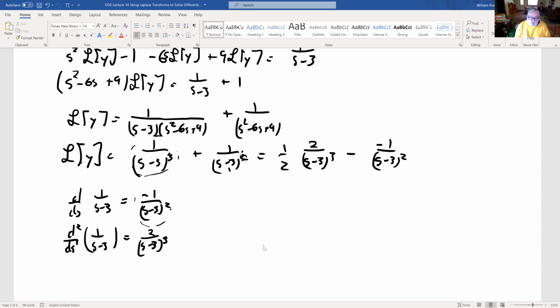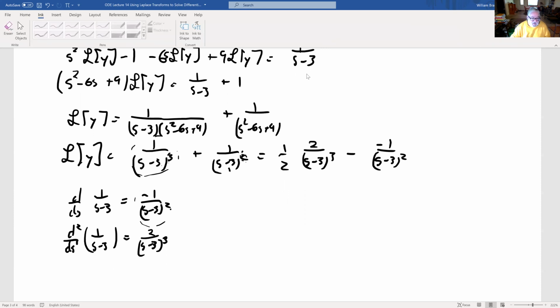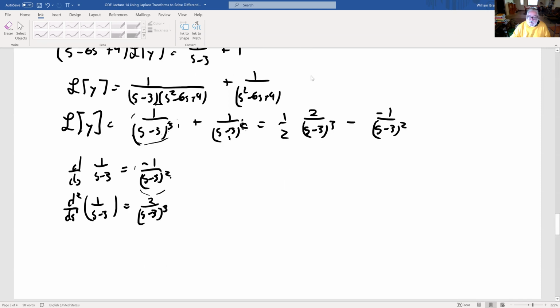Great. So what are the Laplace transforms? Well, we know that the Laplace transform of t f of t is minus the derivative of F of s. So we have to be a little careful about our minus signs.